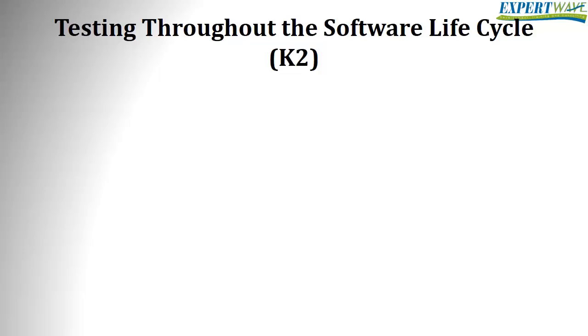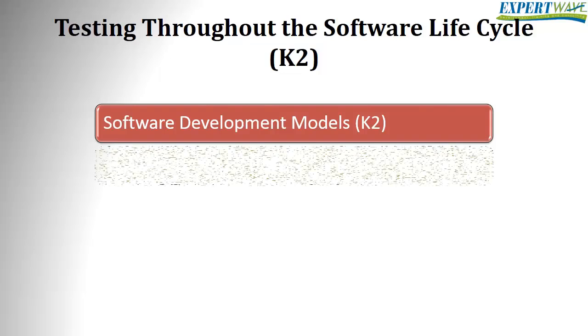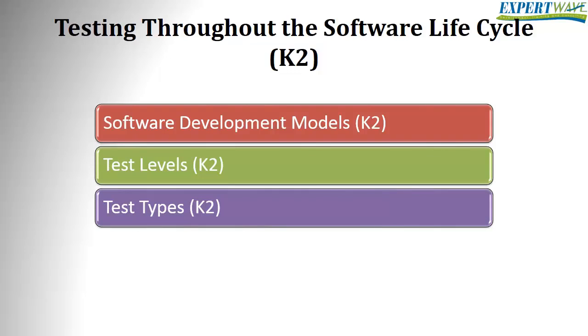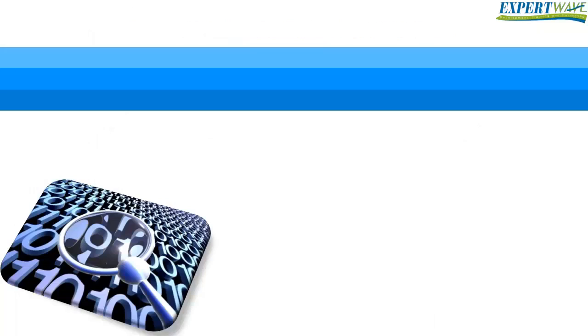In the previous section, we learned what testing is, why we test, and who is doing the testing. In this section, we will talk about how testing is incorporated as part of the software development activities in different software development models. We will also discuss the different levels and types of testing, and finally, we will discuss maintenance testing.